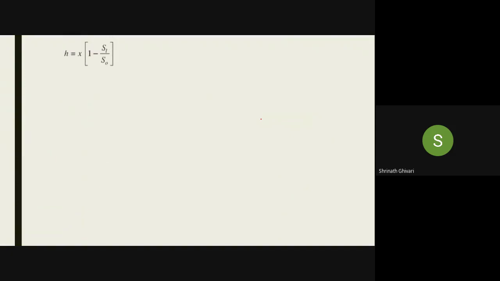What is the answer for this? H equal to x. What is the H value here? What is the value of H? You have x as 25 centimeter, sorry, 30 centimeter into 1 minus 0.6 divided by 1.